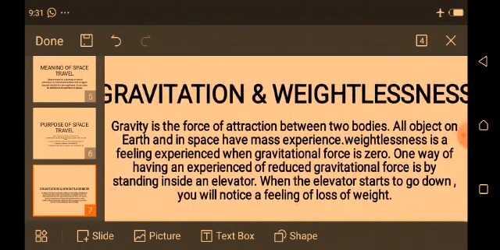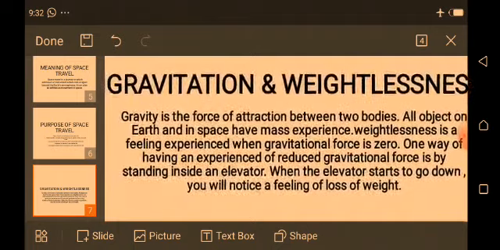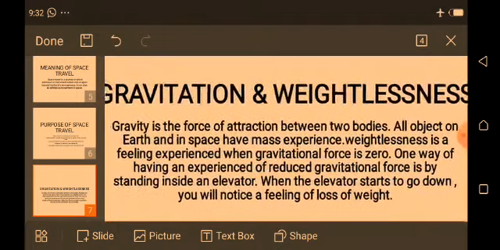Another way we can experience this thing we are talking about is when you stand inside an elevator, or you call it a lifting machine. Once the elevator starts to go down, you begin to notice a feeling of loss of weight. For those of us that have not experienced entering an elevator, let's use our traveling as an example.